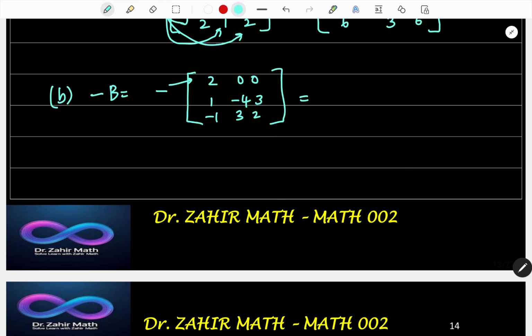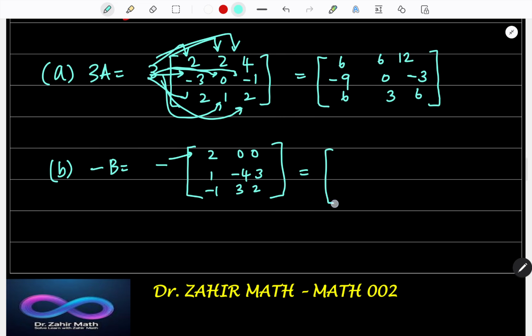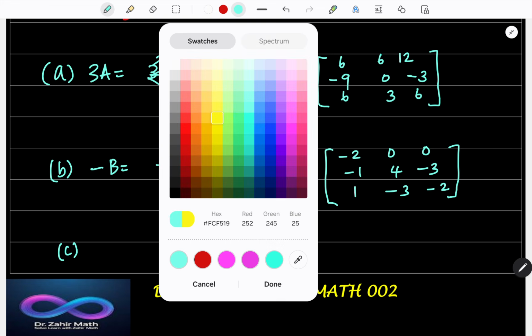So take this minus same like this 3. So what is your answer? Minus 2, 0, 0. 0 doesn't have any negative sign. So minus 1, plus 4, and minus 3. Plus 1, minus 3, minus 2. So this is your B question. Let's go for the C question.